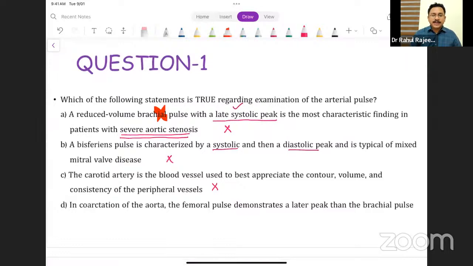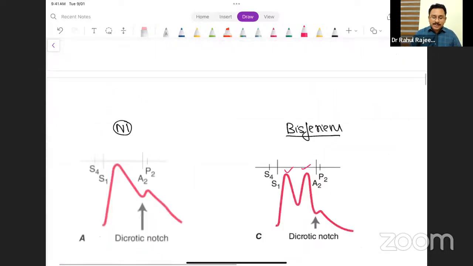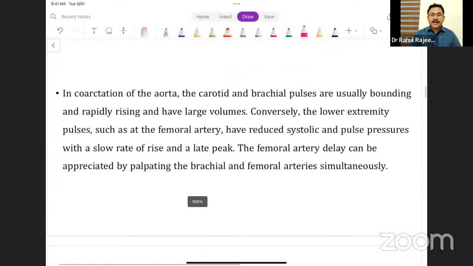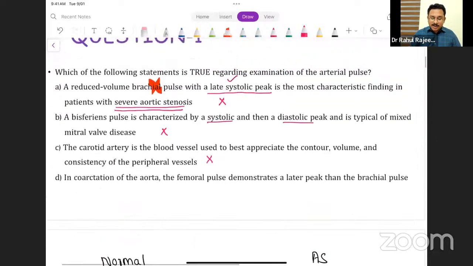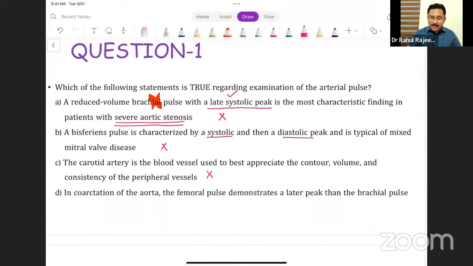What about option D? In coarctation of aorta, let us try to understand that the carotid and brachial pulses are usually bounding and rapidly rising and they have larger volumes. But the lower extremity pulses, like the femoral artery, will have a reduced systolic pressure, a reduced pulse pressure, with a slow rate of rise and late peak. So the femoral artery, you must understand, will have a late peak than the brachial pulse, as said in option D, and hence the answer is option D.